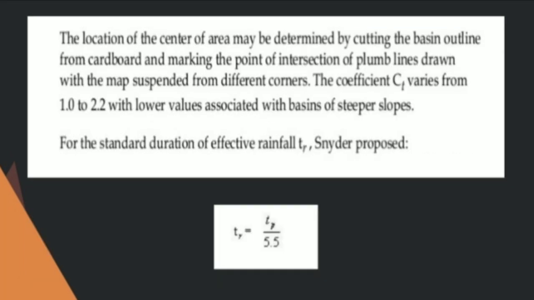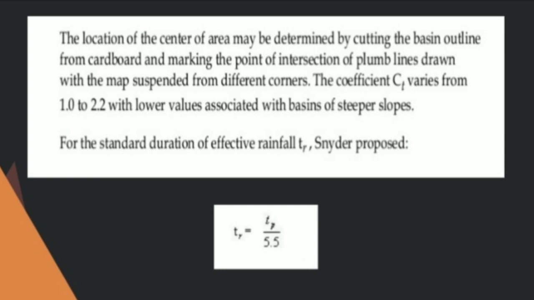The location of the center of area may be determined by cutting the basin outlet from cardboard and making the point of intersection of plumb lines drawn with the map suspended from different corners. The coefficient C sub t varies from 1.0 to 2.2, with lower values associated with basins of steeper slopes.